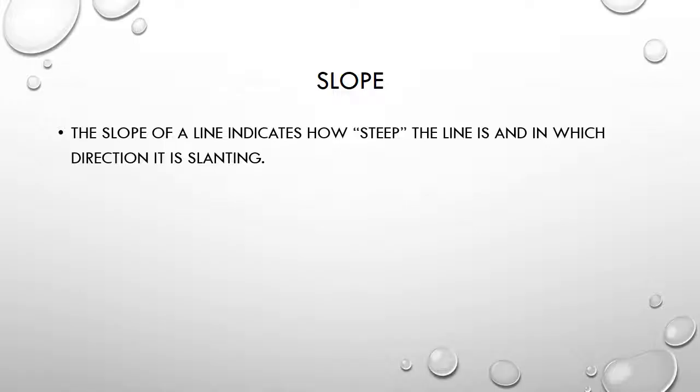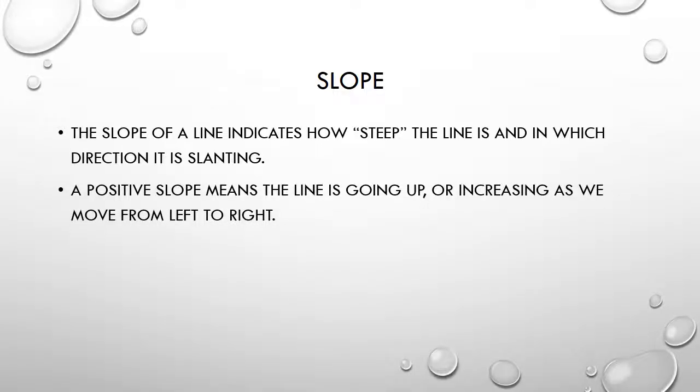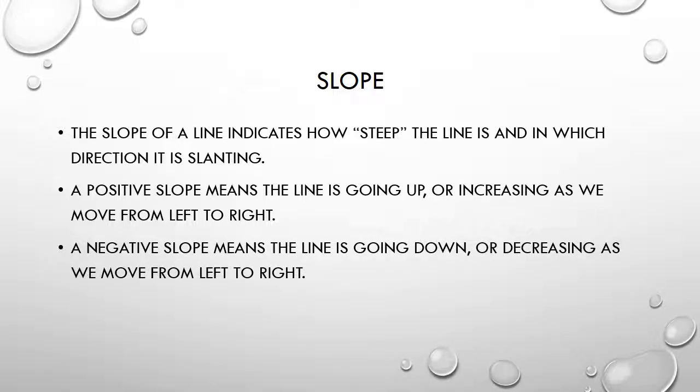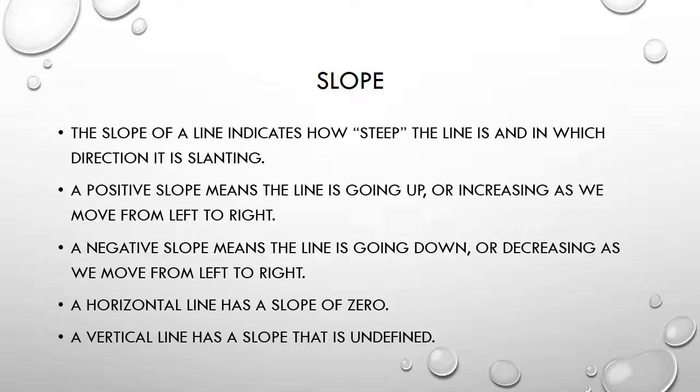The slope of a line indicates how steep the line is and in which direction it is slanting. A positive slope means that the line is going up or increasing as it moves from the left to the right. Remember, when we analyze a graph and we look at increasing and decreasing, we always want to read it from the left to the right. A negative slope means that the line is going down or decreasing as we move from the left to the right. A horizontal line has a slope of 0, and a vertical line has a slope that is undefined.